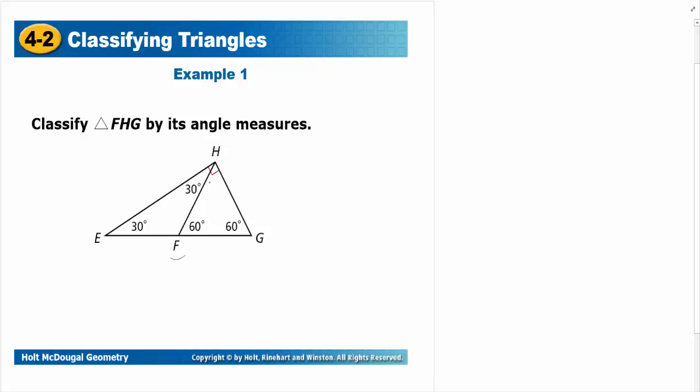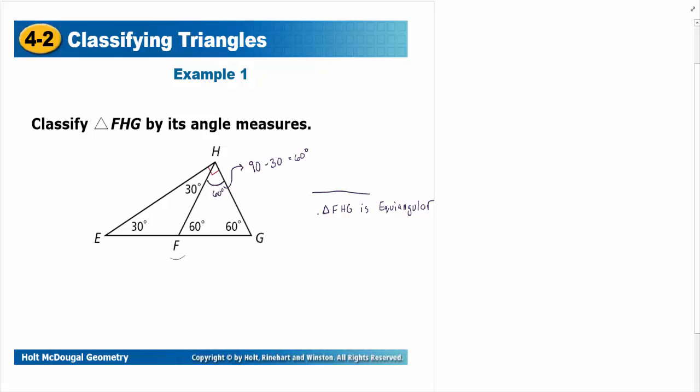Now this one looks like we have one angle that's missing, but look up here. We've got this right angle, and that's 30 degrees. So if I wanted to find this one right here, we would have to go 90 minus 30 degrees, which is 60. Now remember what we said, if all the angles are 60, this triangle FHG is going to be equiangular. There we go. Alright, equiangular.